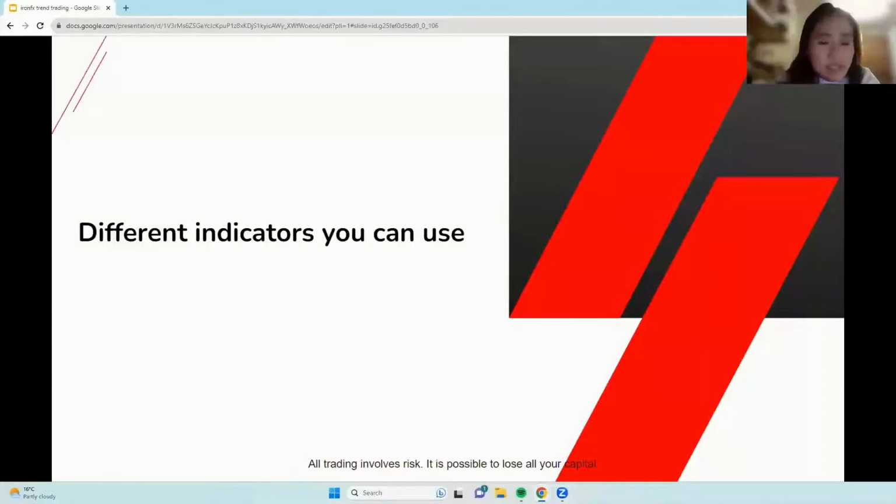Next, we have the different indicators that you can use to identify the trend. So we're going to be talking about the different indicators that you guys can use, but let me know in the chat what are your favorite indicators to use. Just curious to know how many of you guys actually use some of these trend indicators.